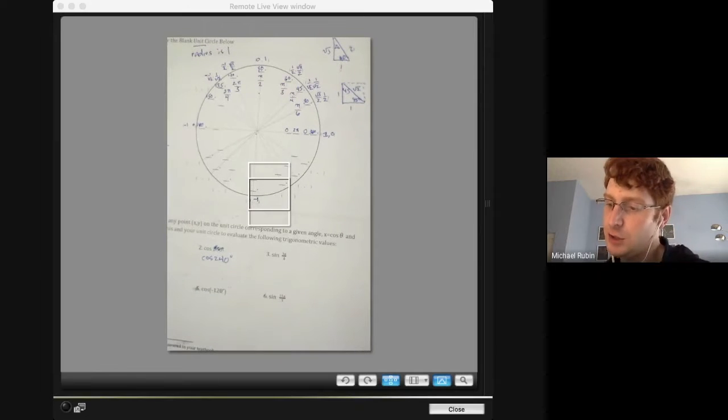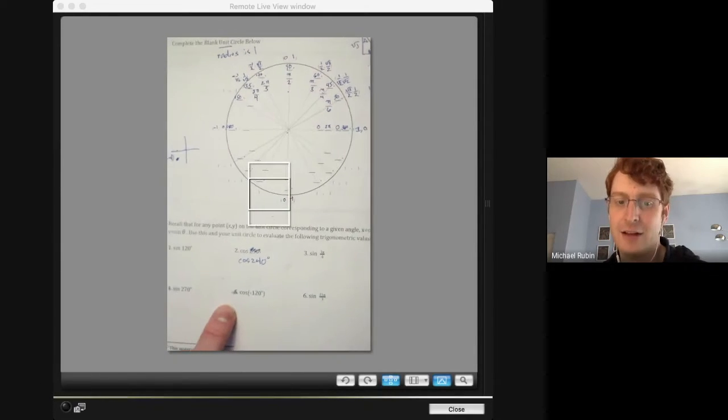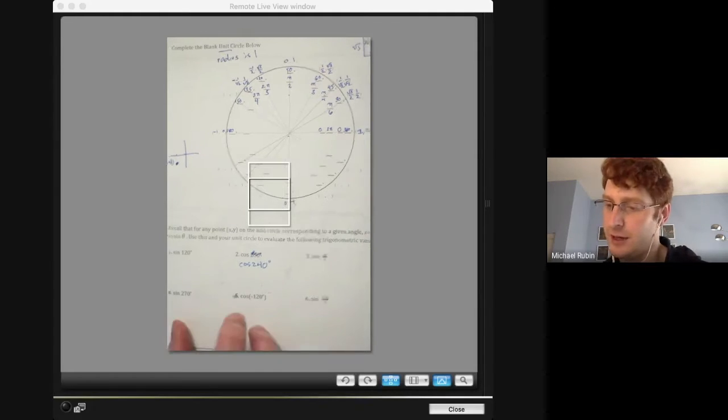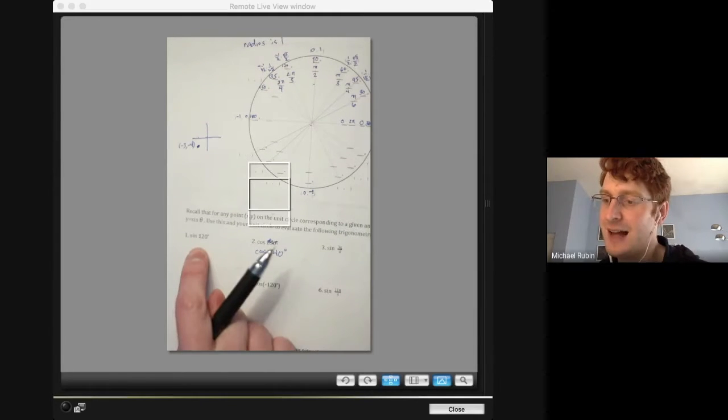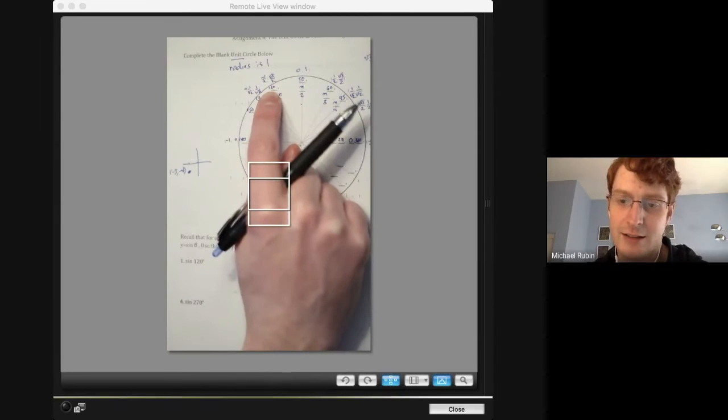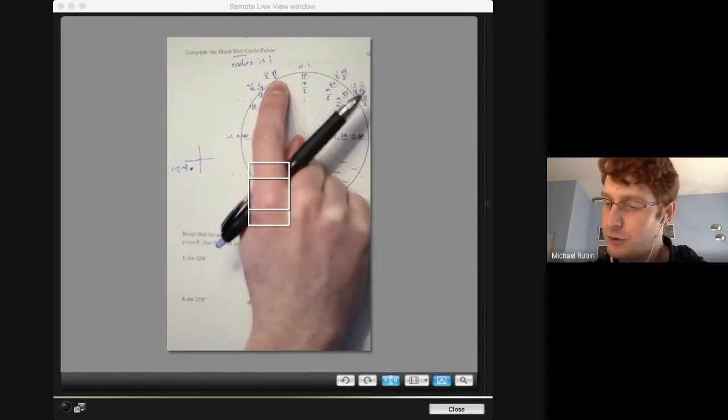We could then use some of these values to determine exact values here, because we know that sine is the y-coordinate with respect to an angle and cosine is the x-coordinate with respect to an angle. So if I wanted to find sine of 120 degrees, I can just go up here, look at 120, and I can see the sine is the y value, so that's root 3 over 2.